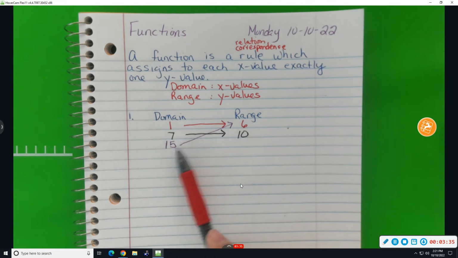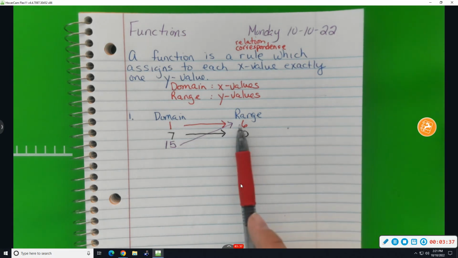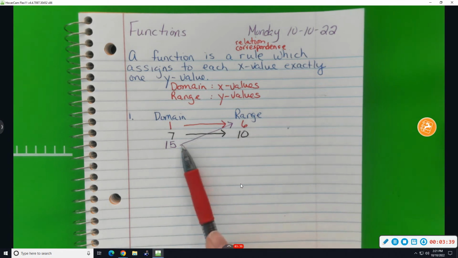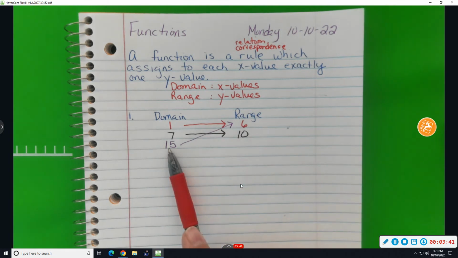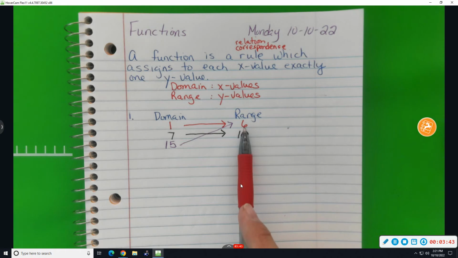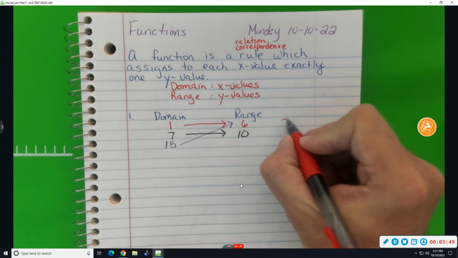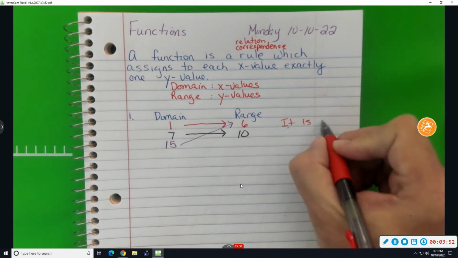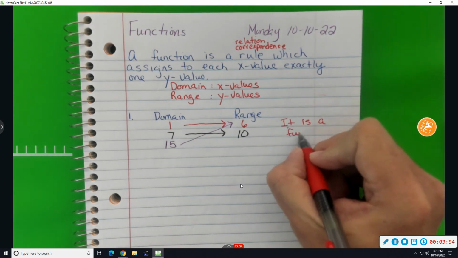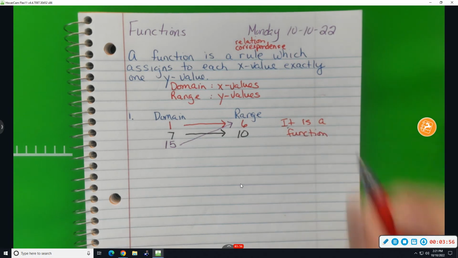The number 7 is being paired with just one y value, the 10. Now, sometimes the fact that this one's going back to 6 gives trouble, but no. The number 15 is assigned only one y value. I claim, yes, this is a function, because each x value has only one y value.